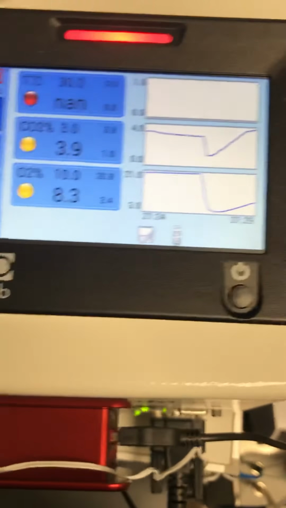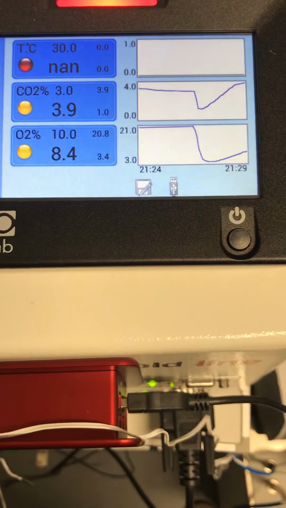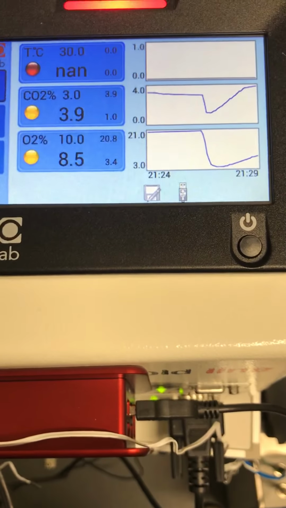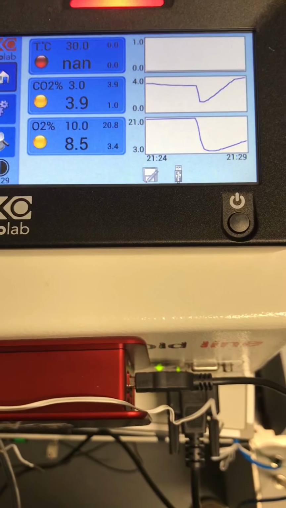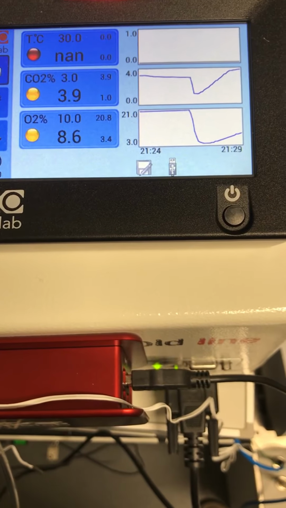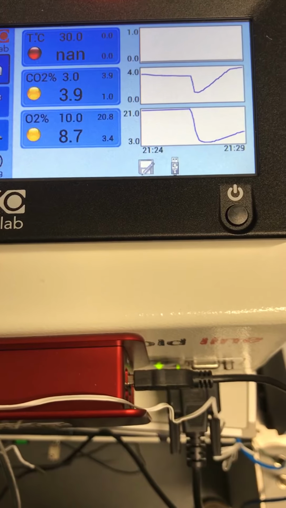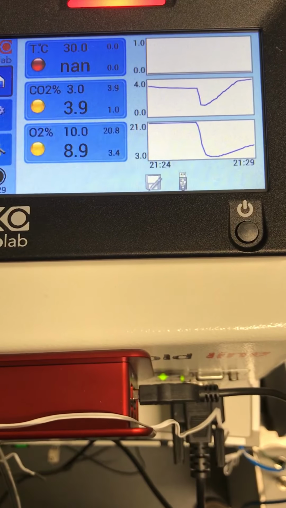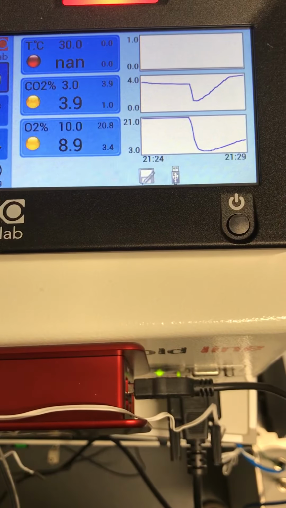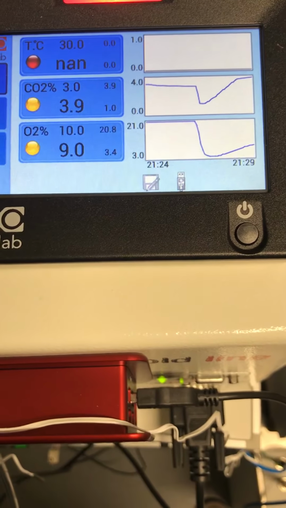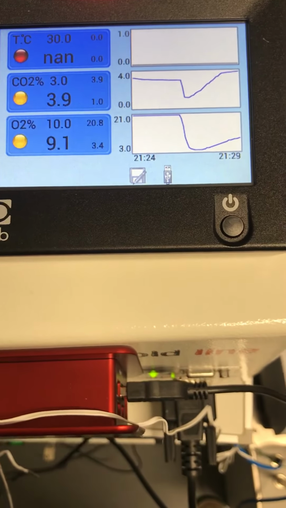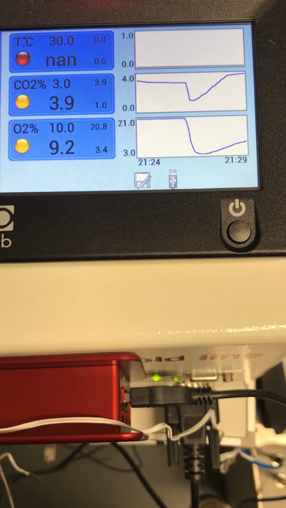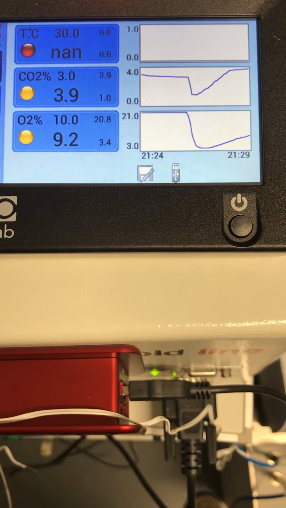CO2 continues to rise to 4%, so now these cells would be experiencing a respiratory acidosis. The CO2 levels would be very high, and we did not even touch the CO2 channel, but just altering and changing the set point on the oxygen has had destabilizing effects on the CO2 channel.